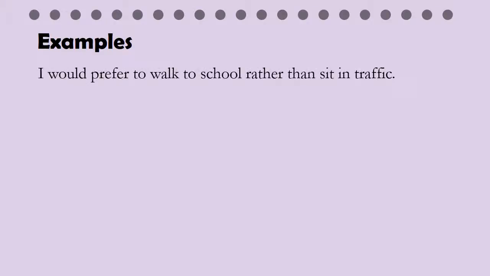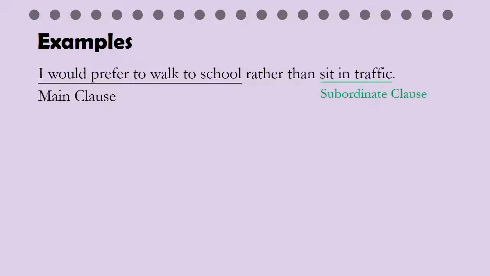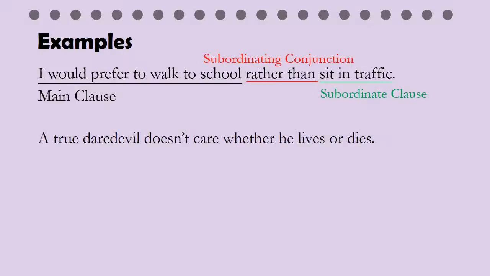Let's look at some examples and see if we can identify the different parts of these complex sentences. I would prefer to walk to school rather than sit in traffic. The only part of this sentence that can stand on its own is the first part, I would prefer to walk to school. Now we can see that sit in traffic is subordinate because it depends on the main clause. From this, we know that rather than is our subordinating conjunction, bringing everything together.